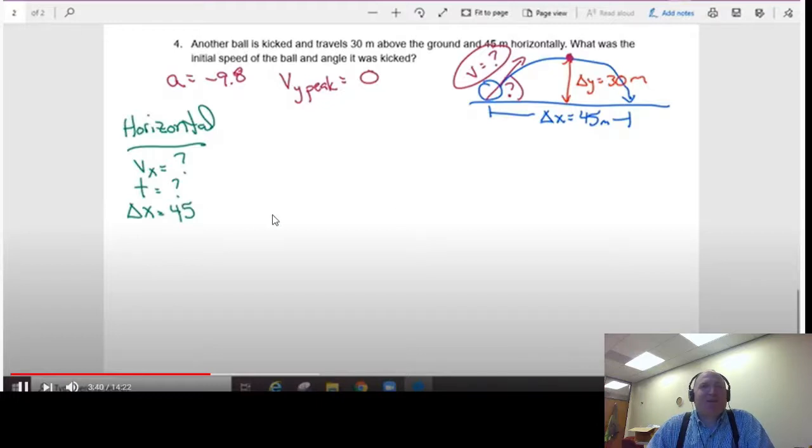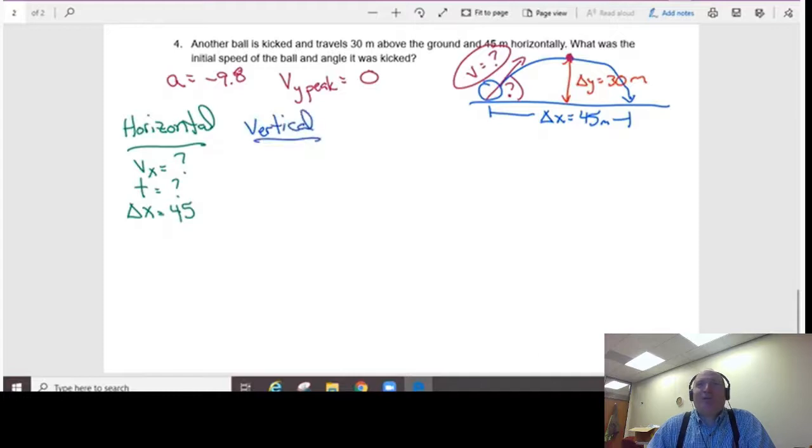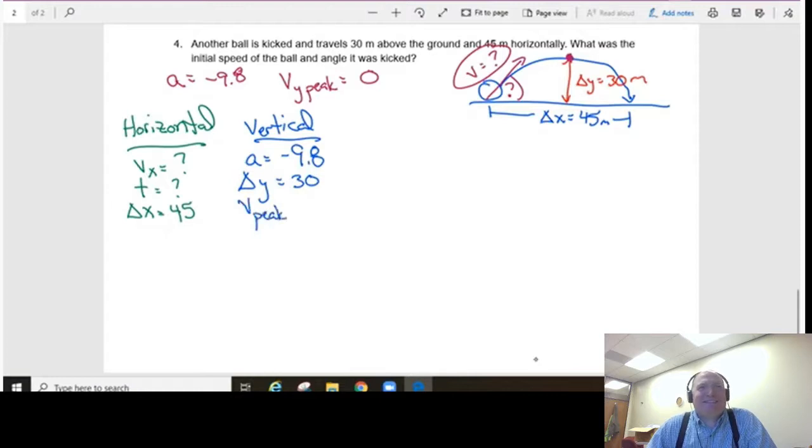Now I'm going to look and see, what can I figure out vertically? Okay, vertical. Colors. Oh, this is OneNote. I know. I love using OneNote. A is equal to negative 9.8. I know delta y at the peak is equal to 30 meters. I know my velocity at the peak is equal to 0. Oh, this is looking promising. And what do I want to know?